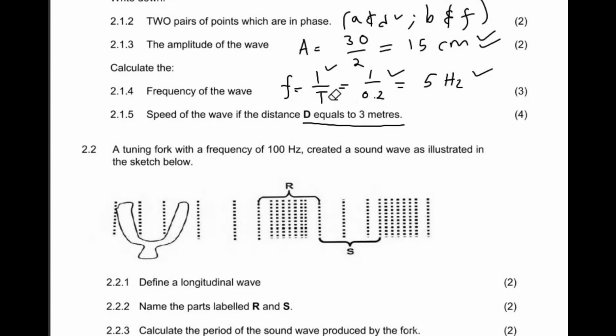So the speed v is just going to be the change in x, which is the distance, divided by the change in t, which is the time. We already know the distance was given to us as 3 meters, but we don't know the time. Let's go find the time.